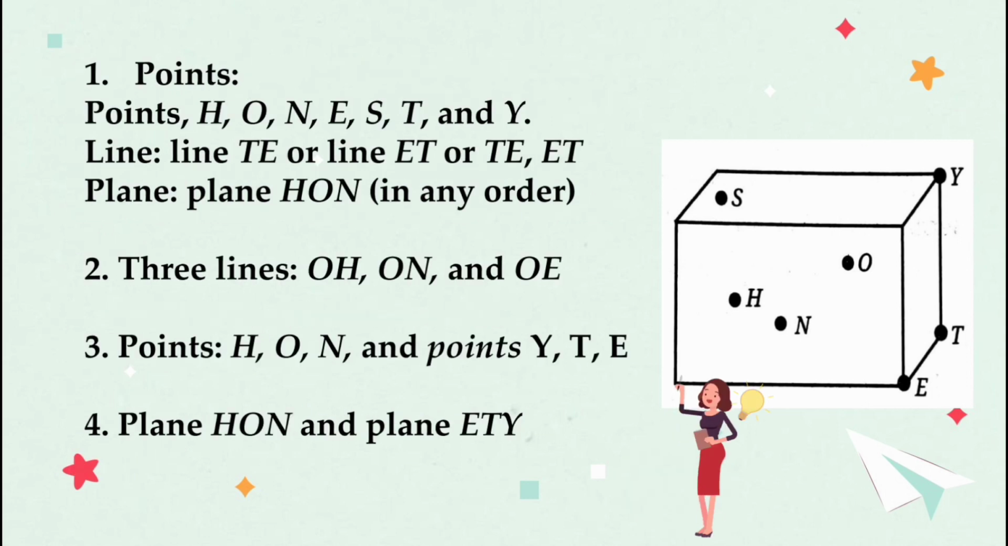Solution. Number 1. Points: points H, O, N, E, S, T, and Y. Line: line TE or line ET. Plane: plane HON, in any order. Number 2. Three lines: line OH, line ON, and line OE. Number 3. Points H, O, N, and points Y, T, E. Number 4. Plane HON and plane ETY.